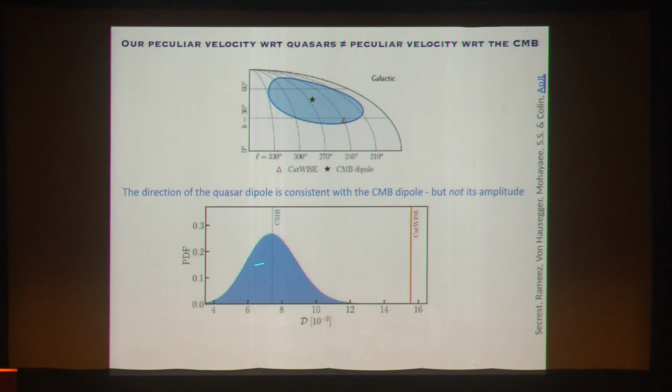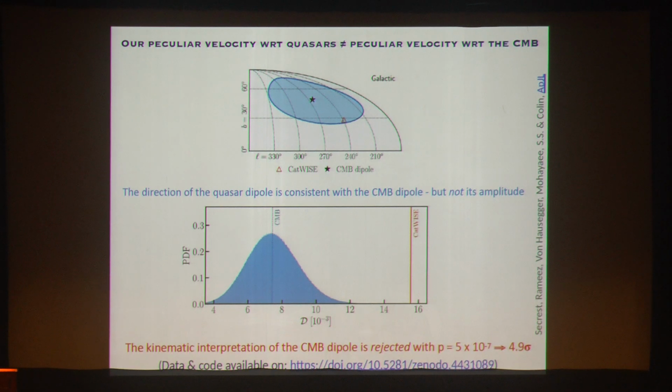Why is there this spread? Because we simulate 100 million skies, and in each of them we draw the parameters at random from the known flux distribution and the spectrum of these quasars. So therefore we exactly duplicate our observational situation at random, and that tells us that this discrepancy, which has a p-value of 5 × 10⁻⁷, corresponds for a one-sided distribution to nearly 5 sigma.